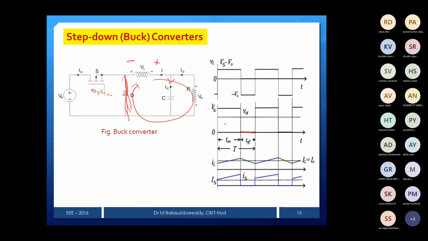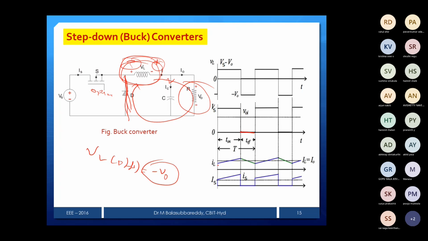And what about the inductor voltage? When the switch is open, what will VL in the off state be? Minus Vout, because this voltage and this voltage are the same, only the polarities are reversed. This is plus, this is minus, while it is dissipating. This is in parallel with that, so we can say that it is minus Vout.